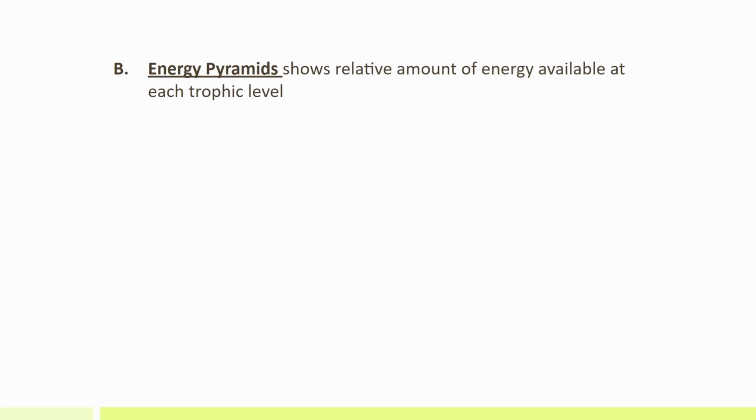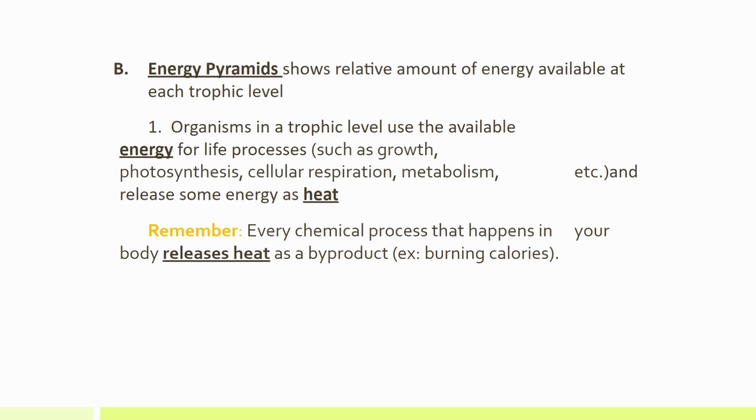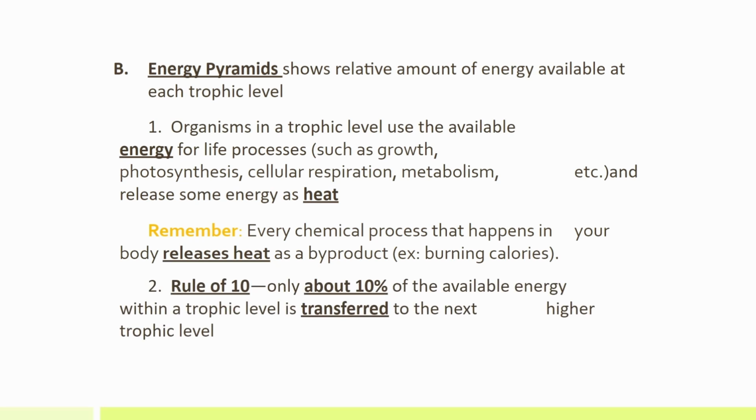So our next topic is looking at other types of pyramids. So types of ecological pyramids include energy pyramids. And these are when organisms in a trophic level use the available energy for life processes, such as growth, photosynthesis, cellular respiration, metabolism, and again, they're releasing that as heat. So remember, every chemical process that happens in your body releases heat as a byproduct. Burning calories releases heat. And there's a rule of 10 when we're looking at energy pyramids.